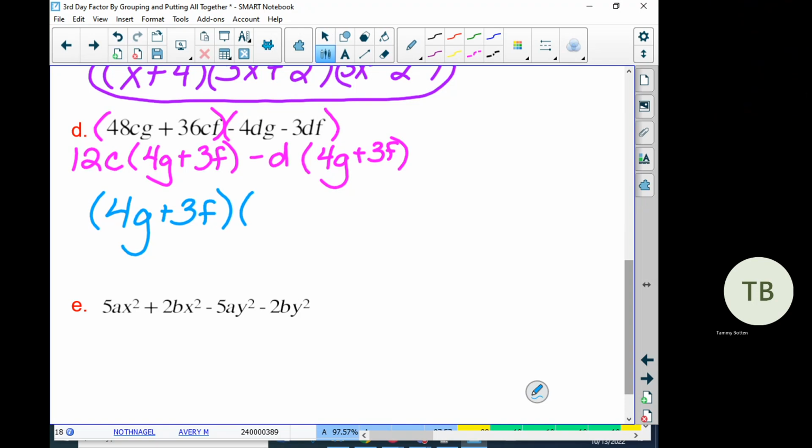And then I put what's in front of that and this in the other one, okay? And then these all have a power of 1. So there's nothing else you can do, and that is your answer.